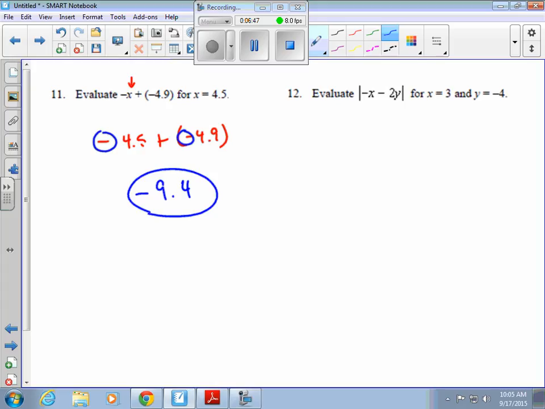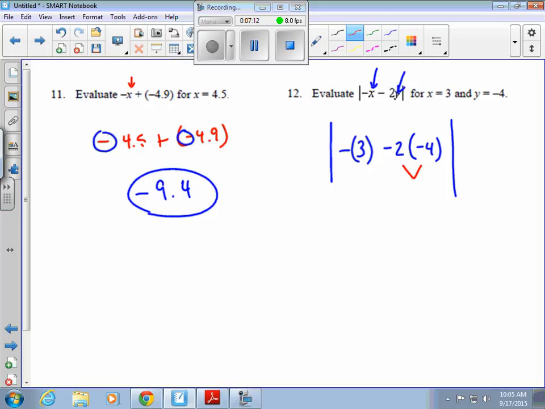Evaluate the absolute value of negative x minus 2y, for x is 3, y is negative 4. So you have the absolute value of negative 3, and it acts like it's in parentheses just in case it makes a difference, minus 2 times y, and y's value is negative 4. Okay, so do your order of operations.